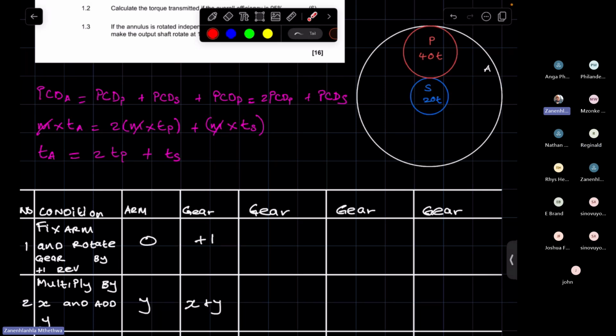So that is how I lay out my table. I look at how the gears are meshing with each other. That is going to be convenient again in completing your first condition.